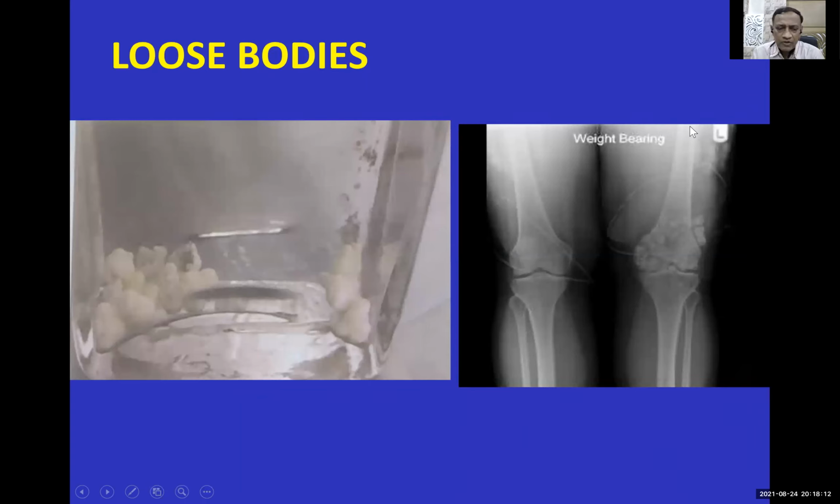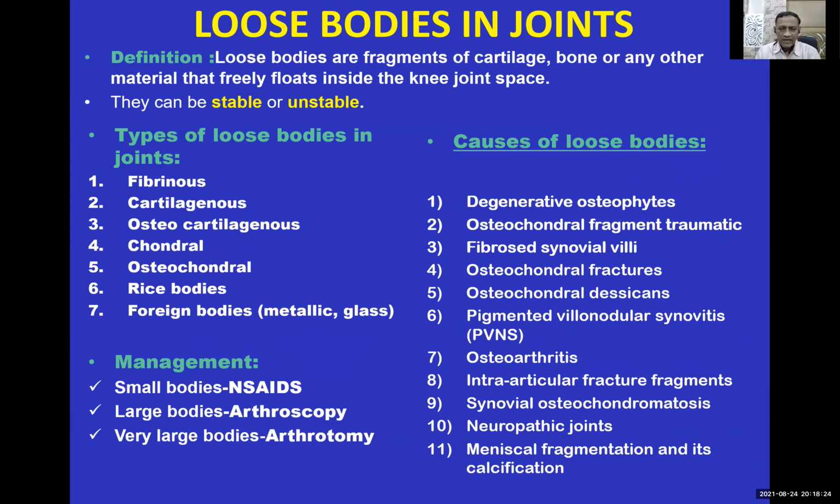Then the next specimen was loose bodies. This is the jar containing multiple loose bodies. This X-ray shows multiple loose bodies. The question can be asked about the definition, types, the clinical picture, and what are the causes of loose bodies. These are the various causes, and management.